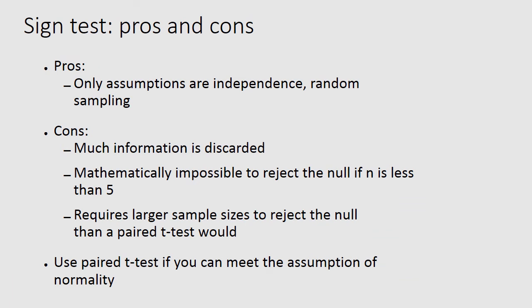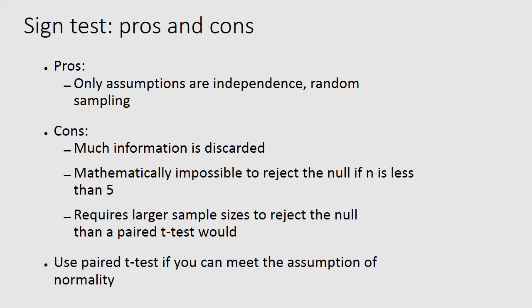All right, the pros, not a lot of assumptions, just independence of observations and random sampling. Cons, we lose a lot of information. You can see we no longer have the magnitude of the change. All we have is these pluses or minuses.